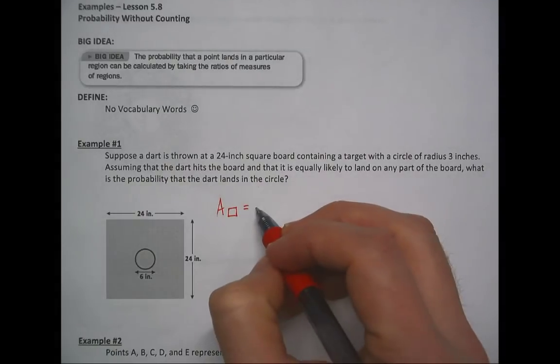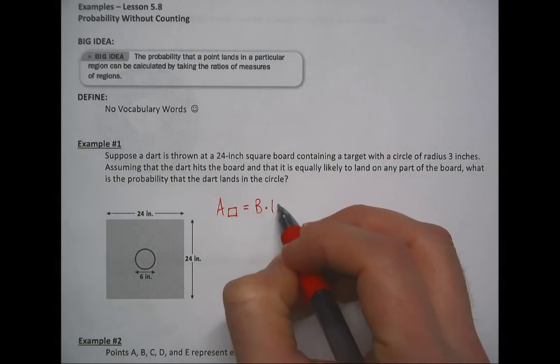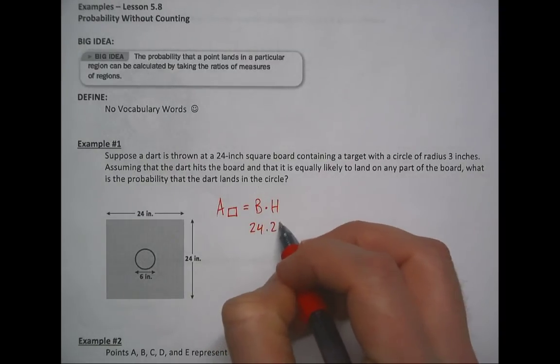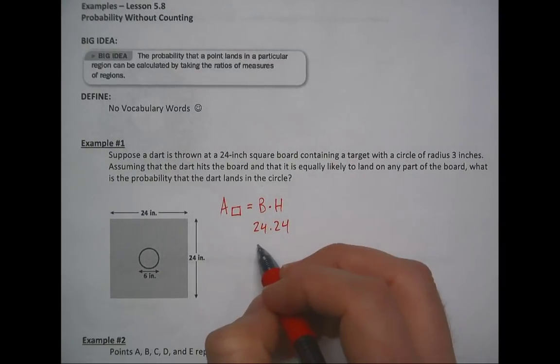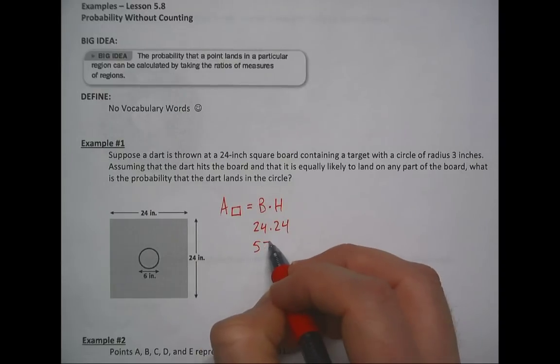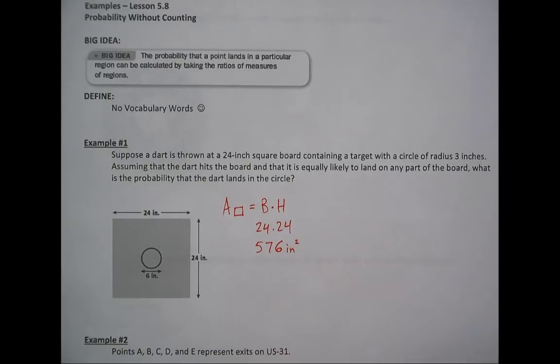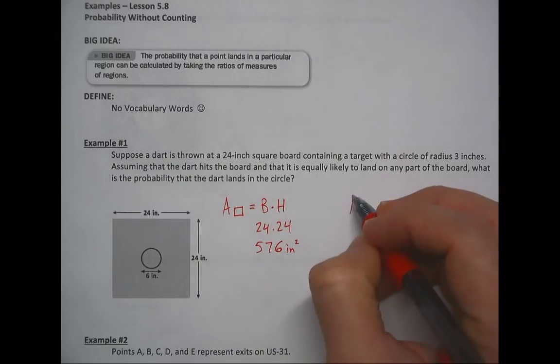Area of a square is base times height, length times width. You can call it whatever you want. In this case, it's going to be 24 times 24. And that's a total of 576. Now this was inches times inches, so that's inches squared. So the area of the square is 576 square inches. Now we need to find the area of the circle.